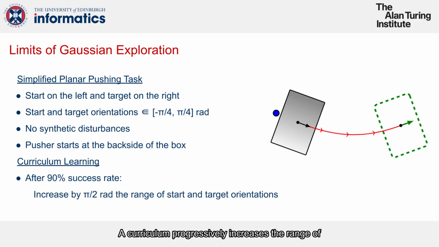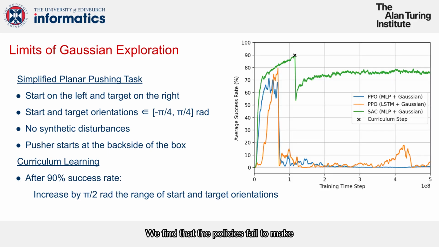A curriculum progressively increases the range of starting and target orientations. We find that the policies fail to make significant progress with the curriculum. We believe this is because they struggle with the tasks that require phase switching due to the Gaussian exploration being unable to effectively capture this additional modality.